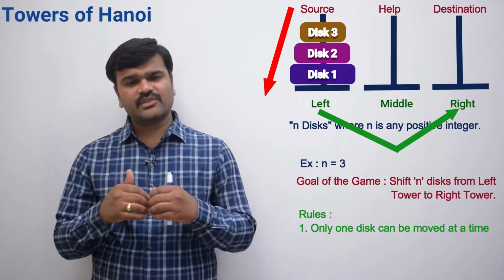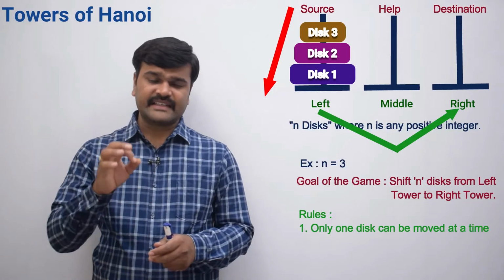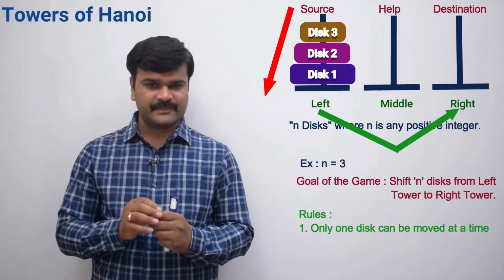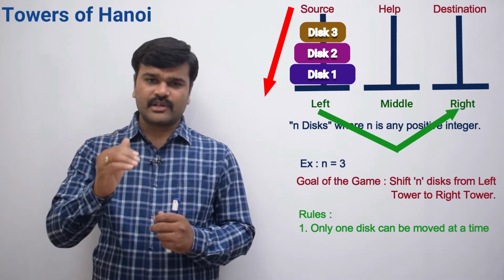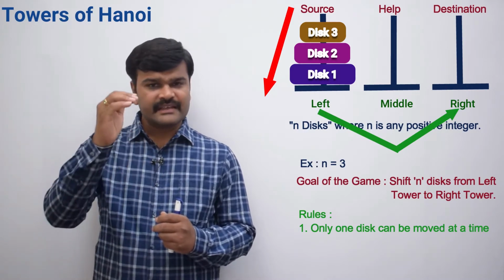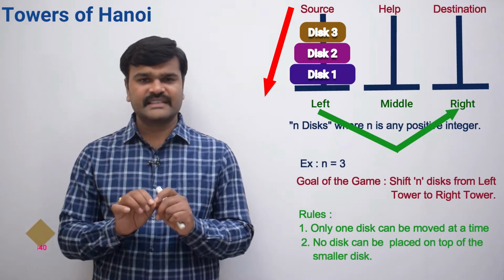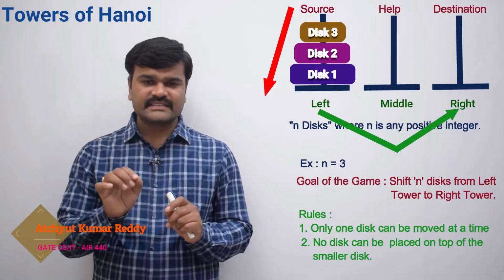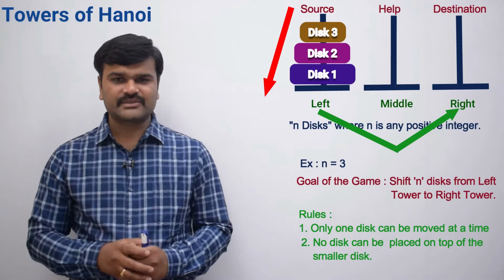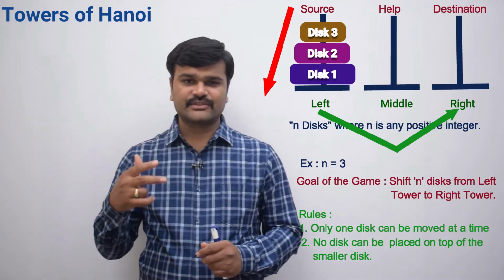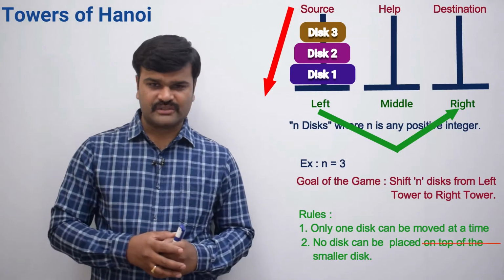That is applicable to any tower actually. If you take any tower at any moment when you are playing the game, if you observe the sizes of the discs, top to bottom must always be in ascending order. You should not place a large size disc over a small size disc. So this is rule number 2. By using these two rules, we have to play the game and achieve the goal.